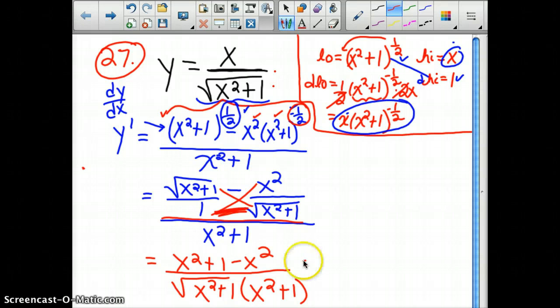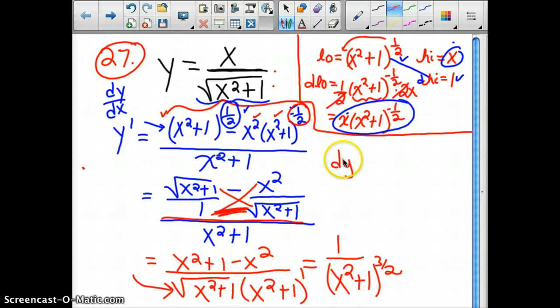Watch the cleanup of it. I end up with 1 over, and then again on that bottom, I've got x squared plus 1 to the 1/2 times x squared plus 1 to the first. I get the exact same answer. I think it's just a little cleaner. Now again, this is the function that gives me the derivative at any point on the curve of my graph.